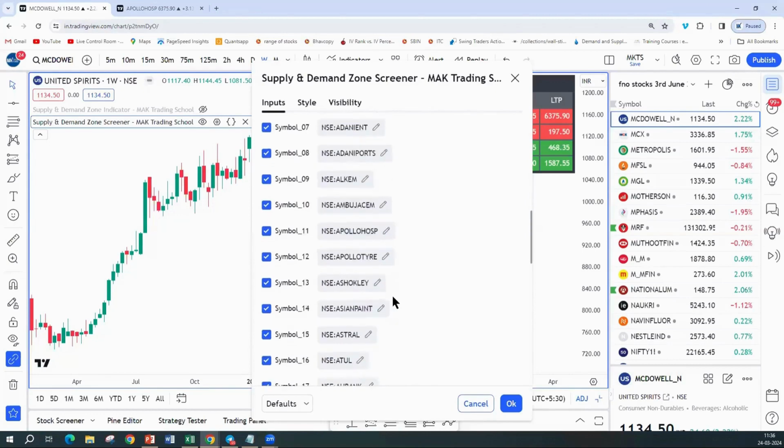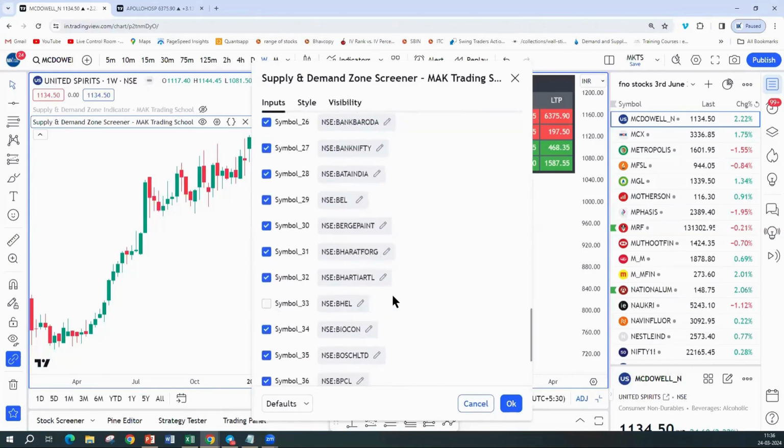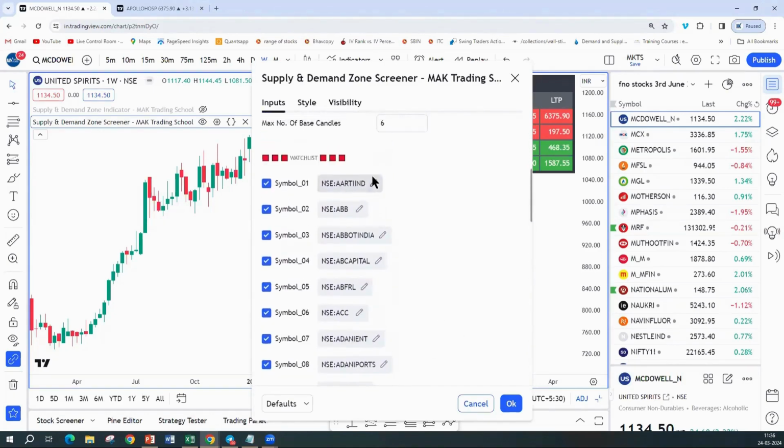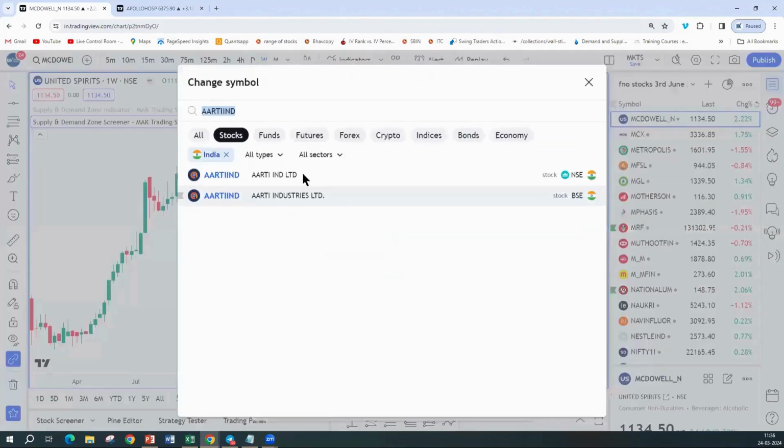So over here, you can have a list of about 40 stocks. This 40 is a restriction from TradingView. At one time, it can screen for 40 instruments. So you can change this. Currently, I'm looking at all the stocks starting from alphabetical order. If I click on the icon here, I can change it to any other instrument as well.